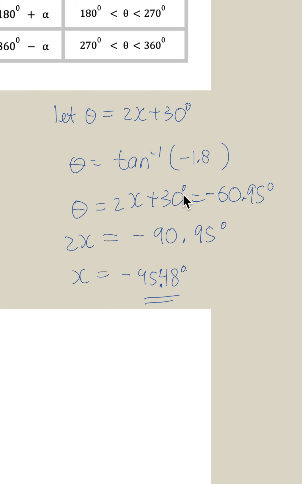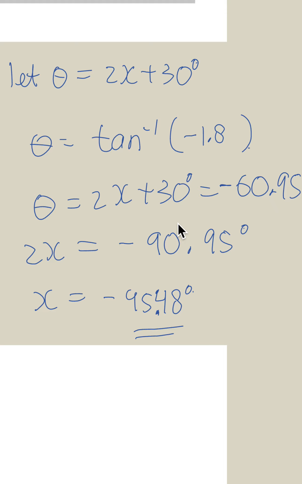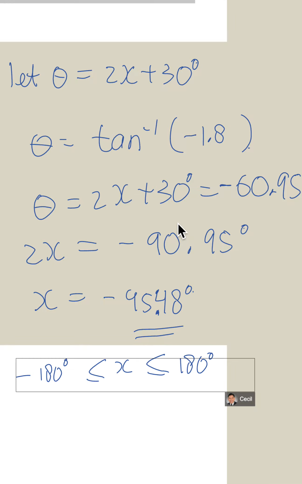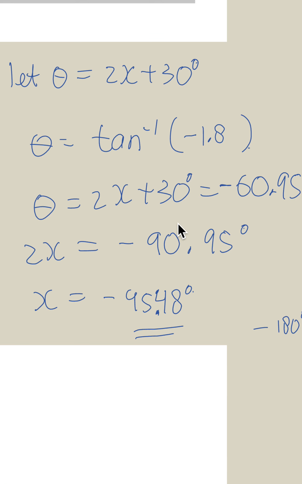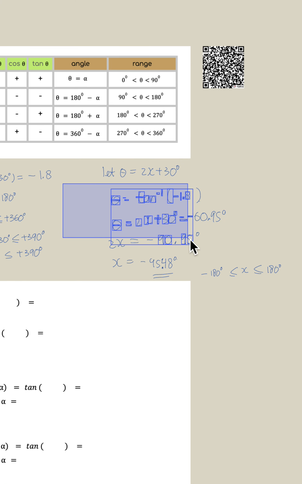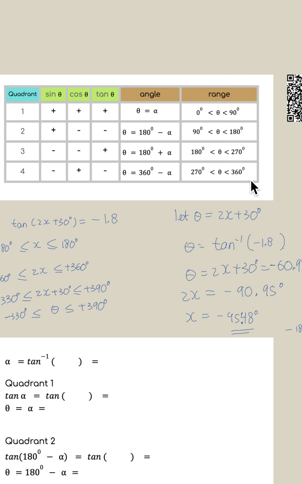Is this correct? Yes, if you look at the range of x value allowed, it is allowed here, because in the question it is mentioned that x must be between negative 180 and positive 180. But is this the full answer? No. This is only one of the answers. We still must do other things. We must find the other angles.